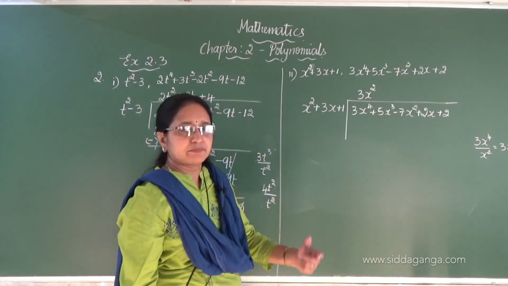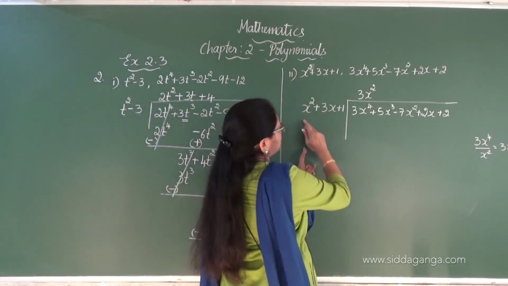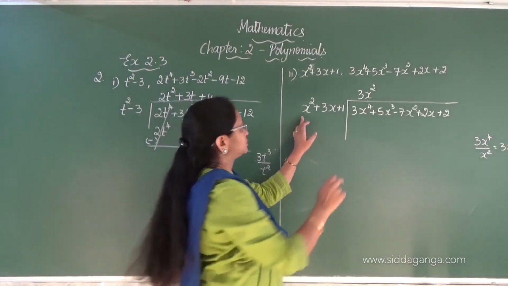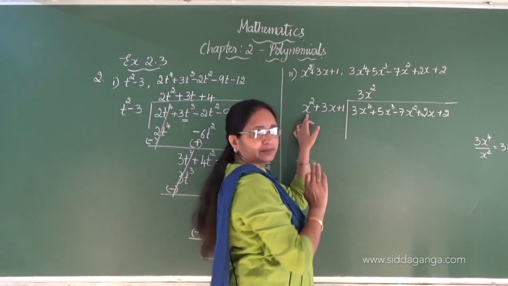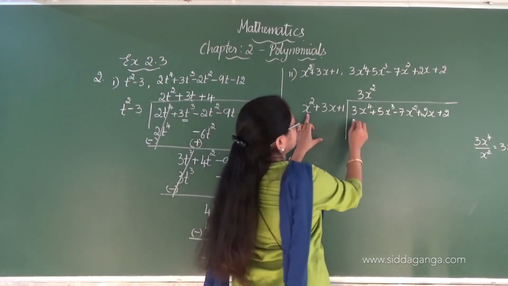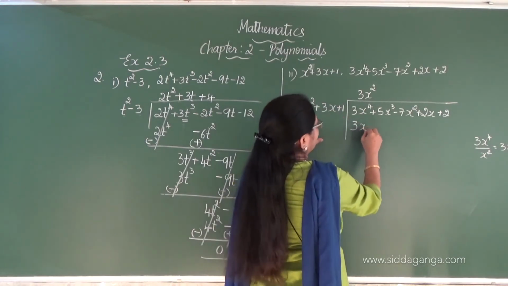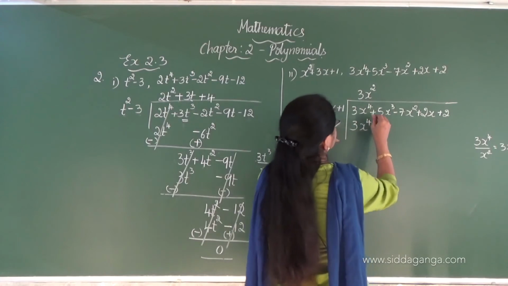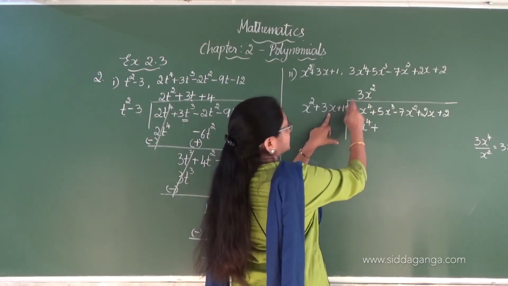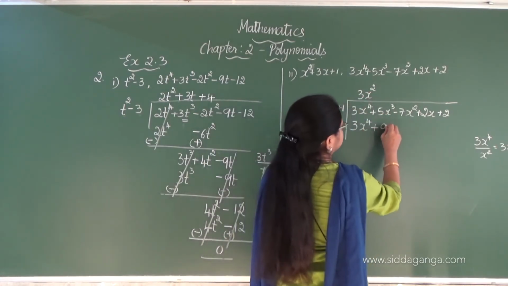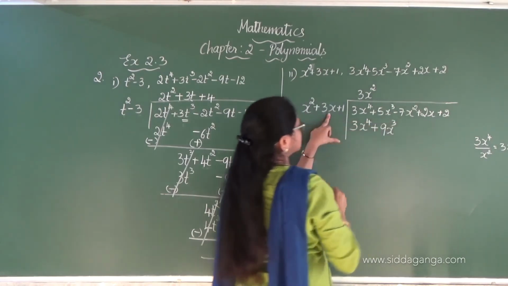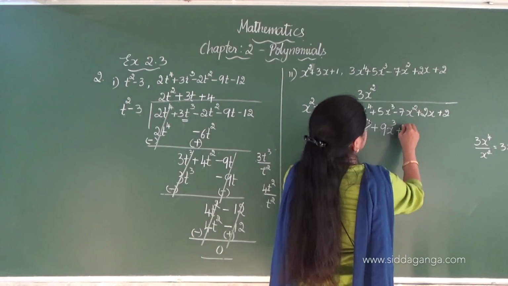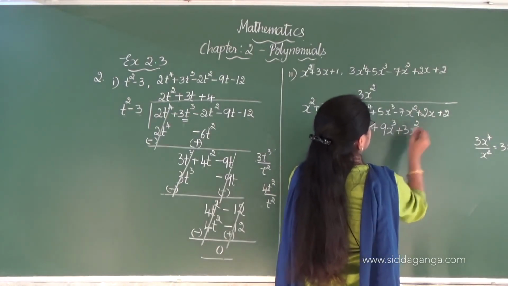Now, what is the next step? Next step, you have to multiply this polynomial by 3x square. Now, take one term at a time. 3 into x to the power of 4, I am multiplying this. Next, plus 3 3s are 9x cube, 9x cube. Next, plus into plus, plus 3x square.